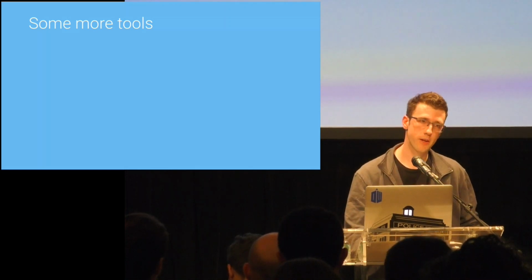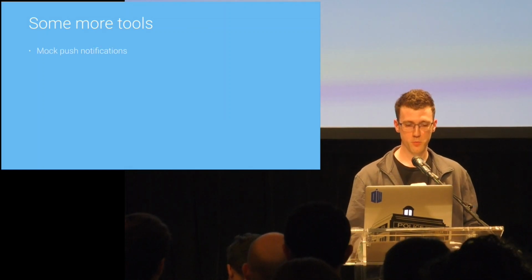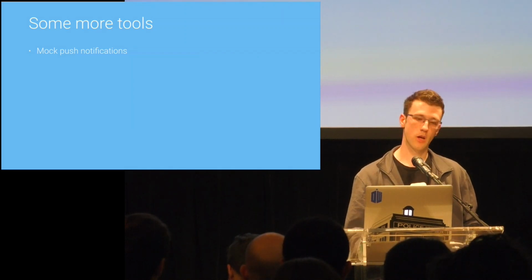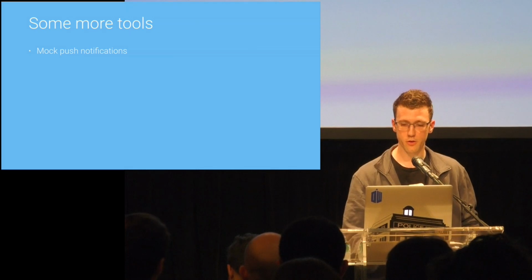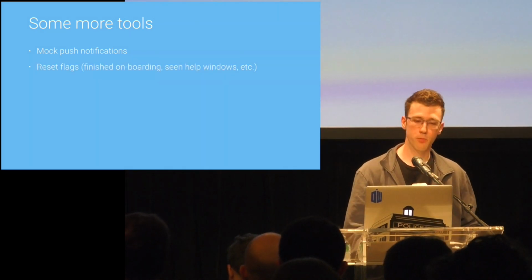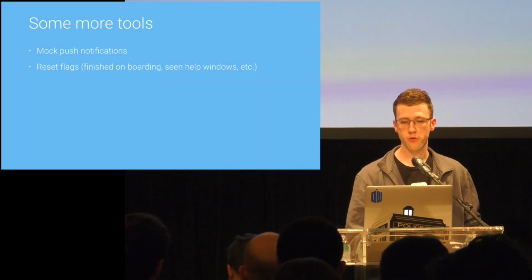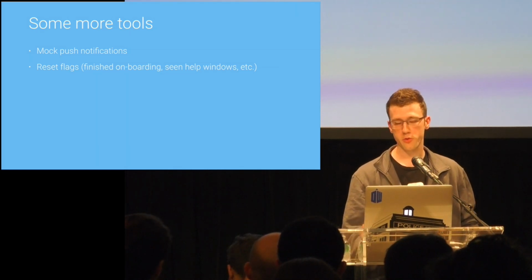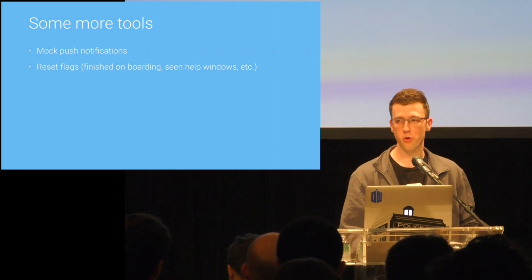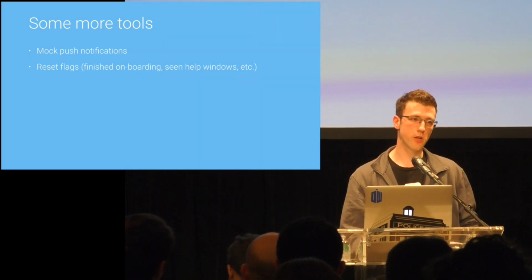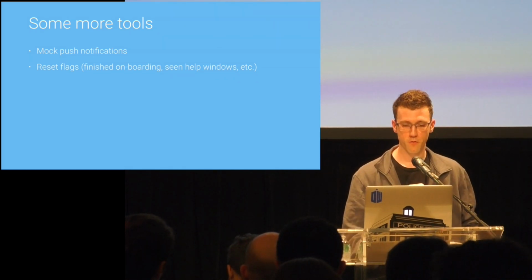So some more tools that I didn't have time to cover today. Mock push notifications. Add a button to your debug drawer and have it trigger a push notification into your system tray. Reset various flags that you have in your app. We have one for whether or not you've currently finished onboarding. Have a button that just resets that flag, so next time you open the app, you can go through onboarding again. Whether or not you've seen help windows, etc.